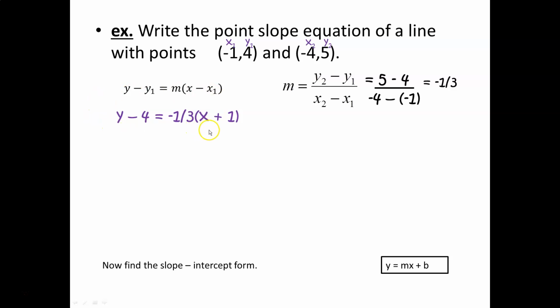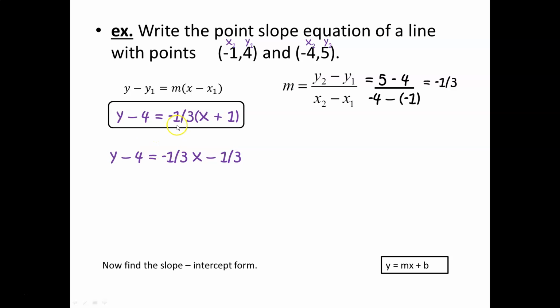We just need to turn ourselves into the y equals mx plus b next. So there's point slope form. The first thing we're going to do now is distribute that -1/3. So y minus 4 stays the same. We get -1/3 times x. -1/3 times 1 is -1/3.